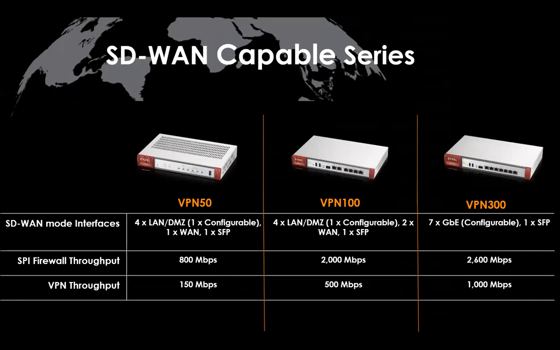So the capable series, like I mentioned before, the VPN50, the VPN100, and the VPN300. So you can see the SPI firewall and the VPN throughput there. Now, again, just keep in mind, I'm sure you guys already know, the throughputs are the maximum theoreticals with multiple stream connections. So typically, if you're going to use a speedtest.net application, the throughput numbers will be around 60 to 70% of that number. So just keep that in mind. It may be different for different cases.